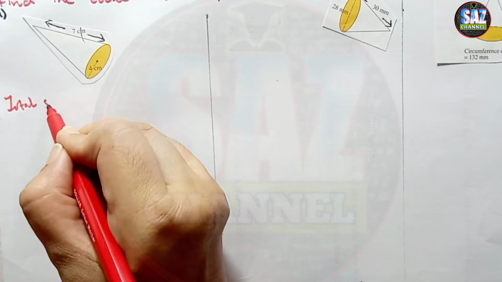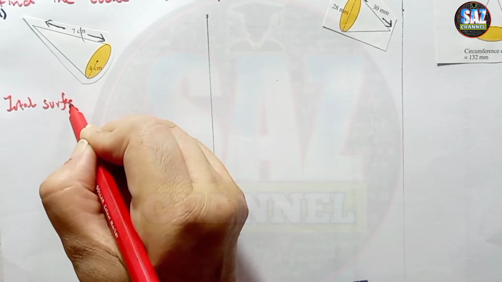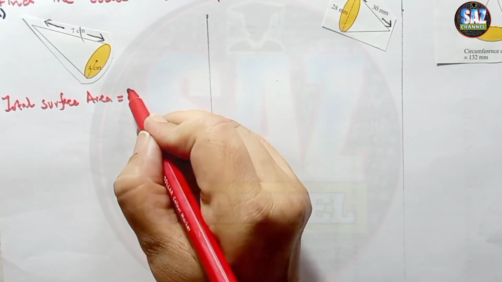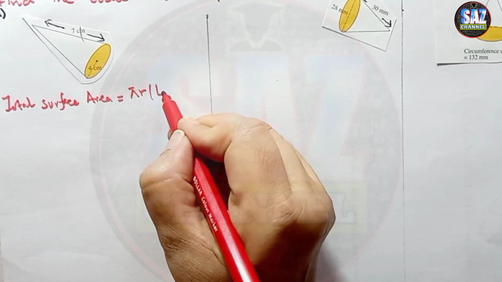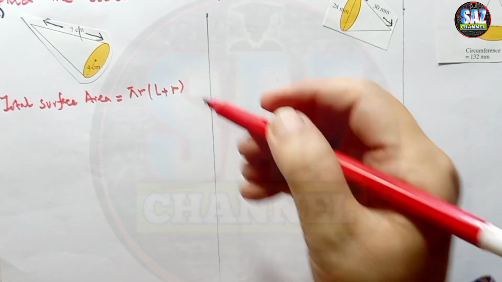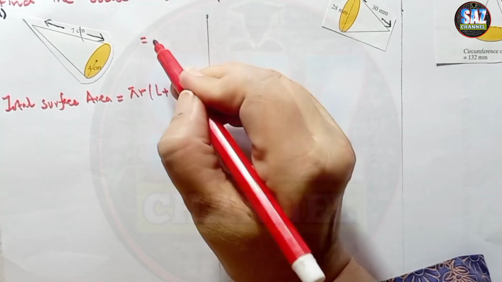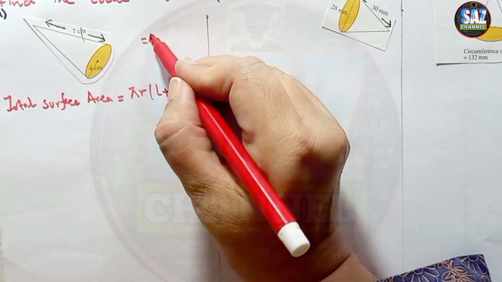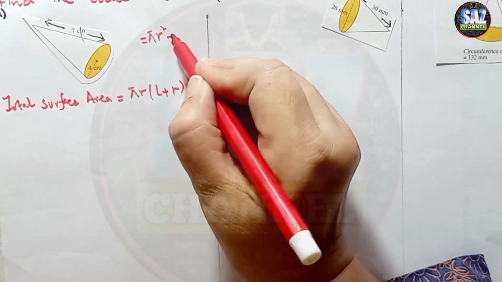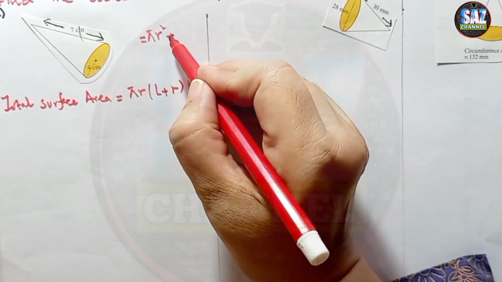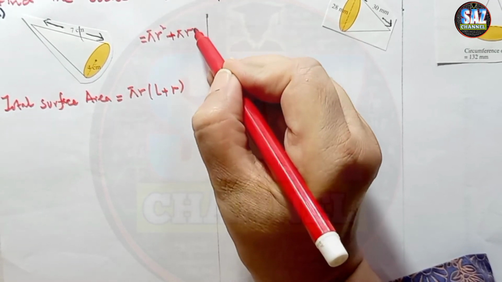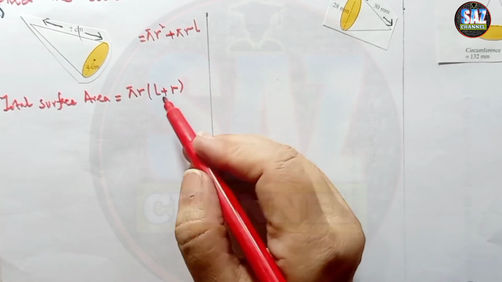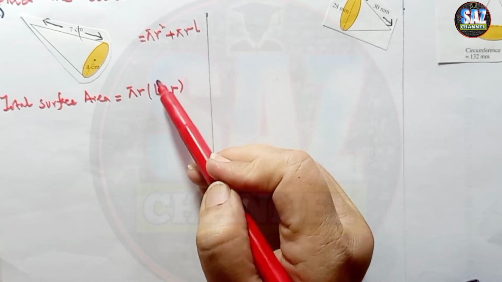Total surface area equals to pi r into (L plus r). Okay, recall the formula that this is the derived form. Basically, for the total surface area, we have to take the area of base, and base is a circle, so pi r square, and then we have to take the curved surface area, which is pi r L. So if we look at pi and r, we can pull it as a common factor, and inside the bracket we will be left with L plus r.